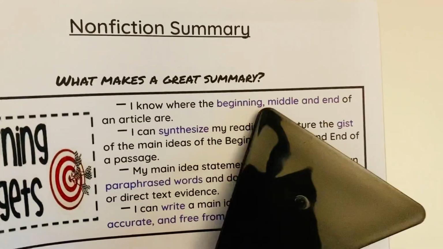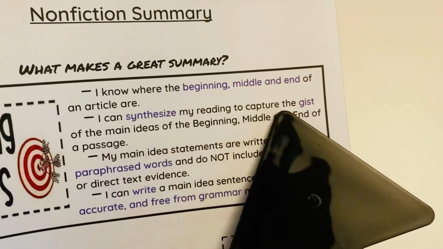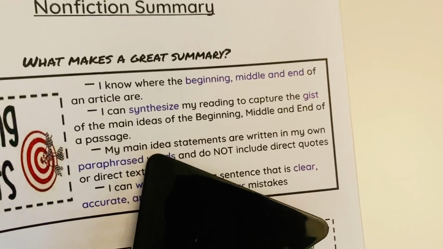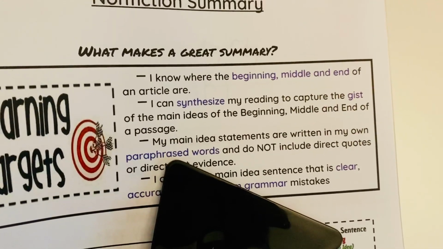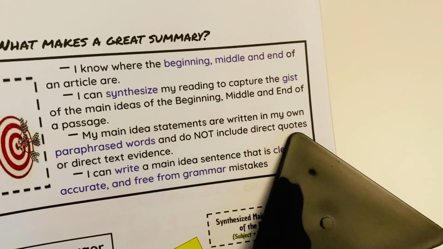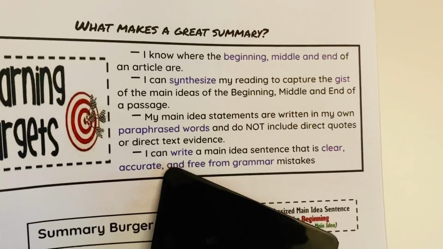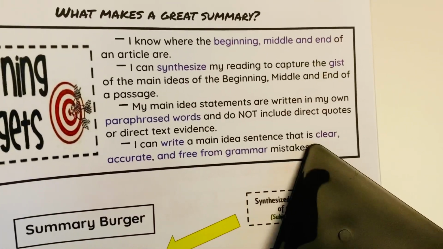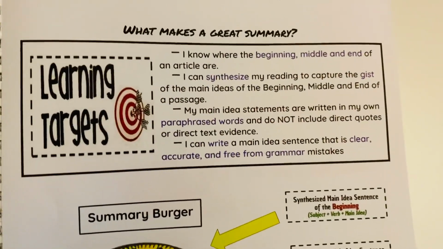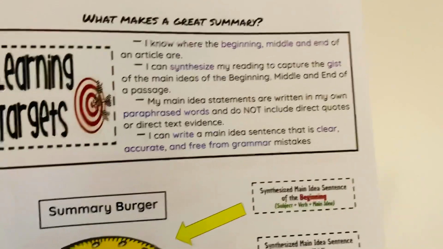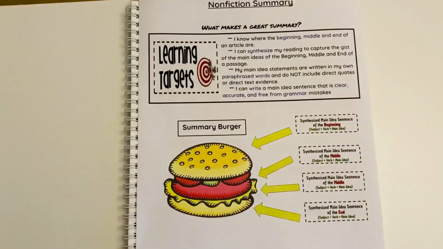But you have to know where the beginning, middle, and end are. You have to know how to synthesize your reading to capture the gist. You have to know how to write the main idea statements by paraphrasing. You are not allowed to include direct quotes or text evidence. We don't have that in summaries. And then you should be able to write a clear sentence that has no grammar mistakes or punctuation and things like that, but especially grammar. So let me talk to you about this summary burger.